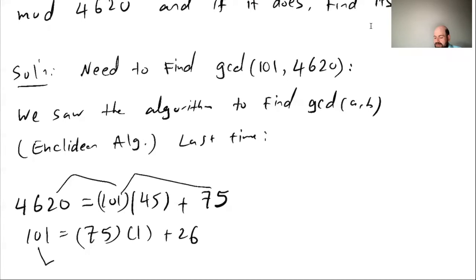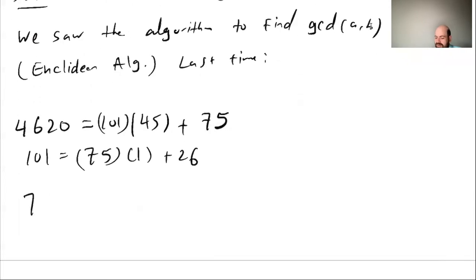And then again, the GCD of these two numbers is the same as the GCD of these two numbers. So then in the next step, we divide 75 by 26 and we continue, right? So we saw these steps last time.